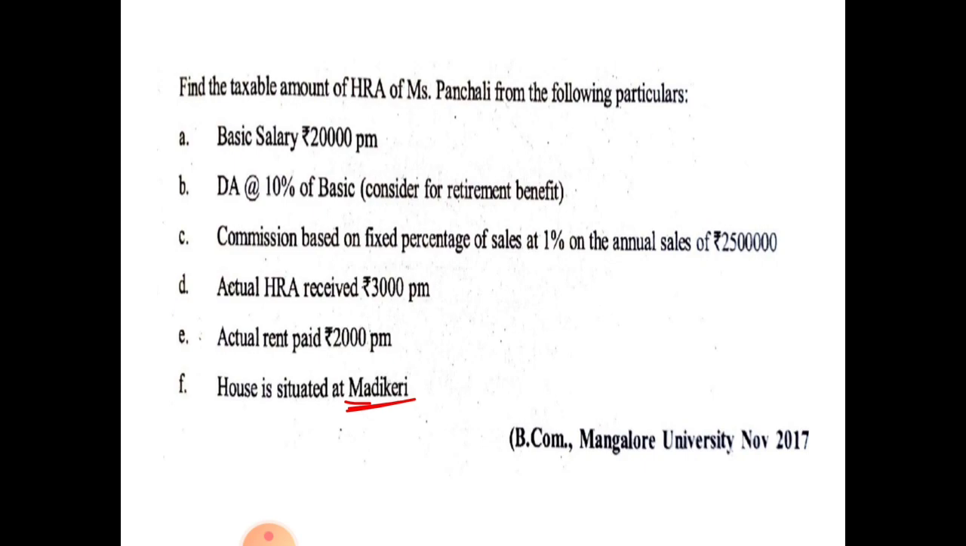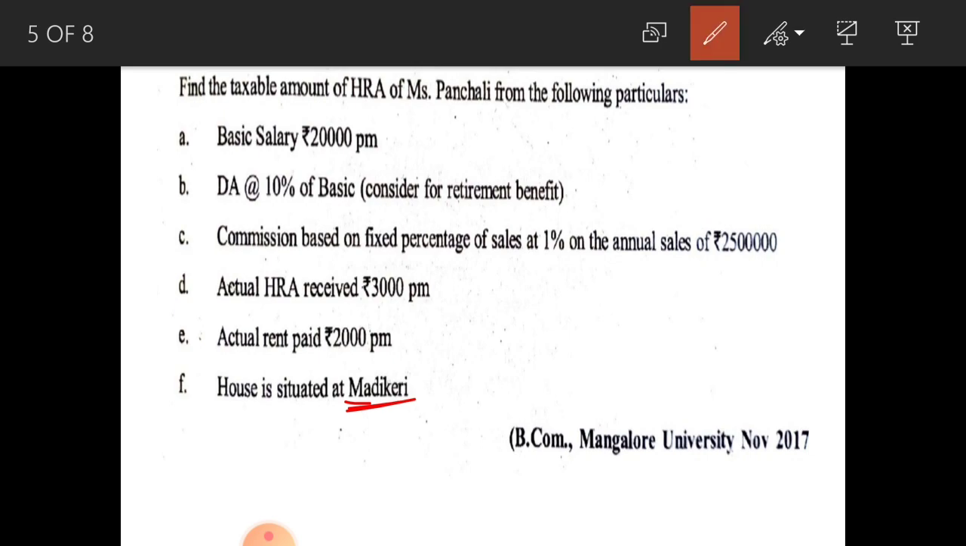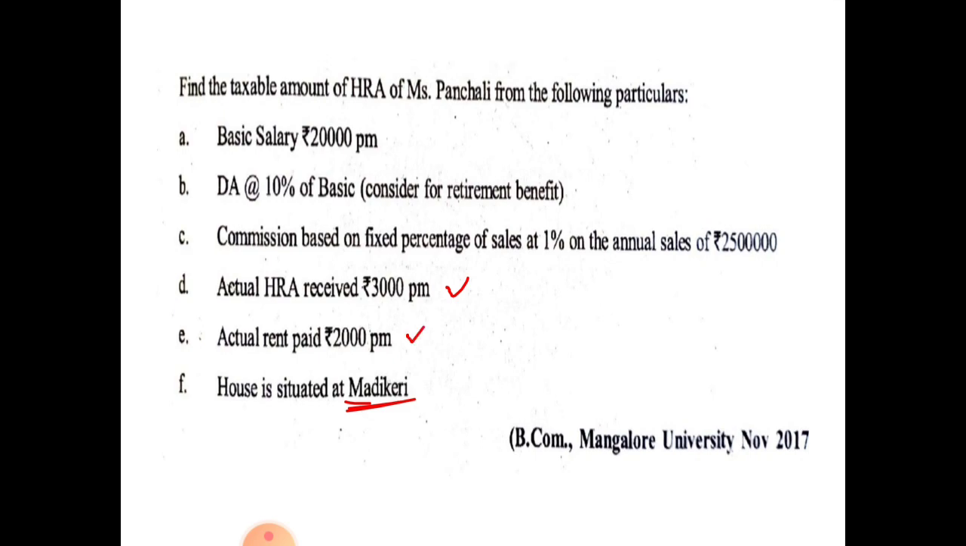Basic 20,000 and DA at 10% of basic. 10% of 20,000 per month amounts to rupees 2,000 per month. It is a retirement benefit, so you have to consider the entire DA. For 12 months you have to calculate basic plus DA, 20,000 plus 2,000, 22,000 into 12. Next, actual HRA received given in the problem is 3,000 per month. You have to calculate it for 12 months. And actual rent paid 2,000 per month is given. You have to calculate it also for 12 months.